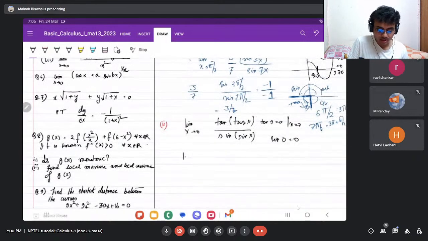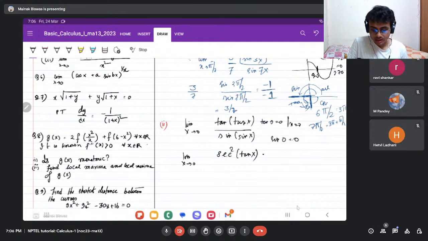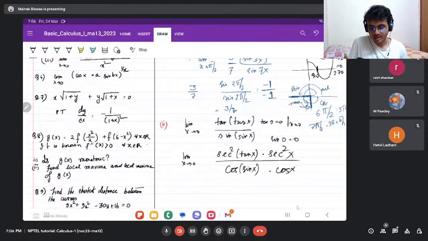So we can use L'Hopital's rule again. So what is the numerator? Sec square x, or here you use the chain rule, into sec square x, right? Correct? Yes, sir. The denominator is cos of sine x into cos x, right? Using the chain rule and L'Hopital's rule, I differentiated these two.